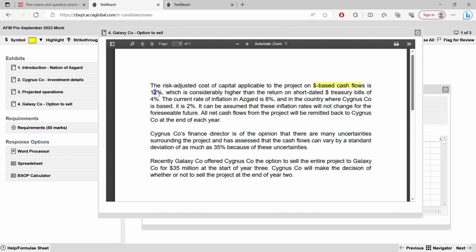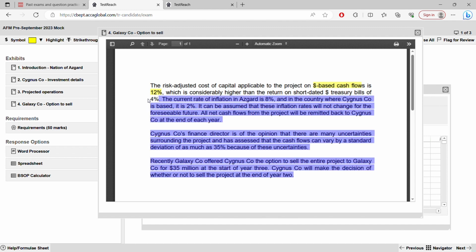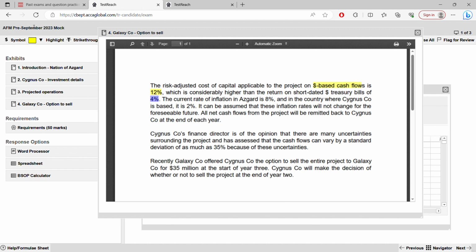So you see, to calculate your net present value, part C, you need information from all these 4 exhibits. It is not everything is under one exhibit. This is what I wanted to show you. You need help of all the exhibits, especially during calculation, and which is higher than the return on the short dated dollar treasury bills of 4%. See, this 4% you can take as a risk free rate, okay, for your Black-Scholes option pricing model.